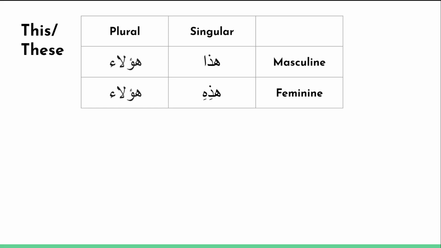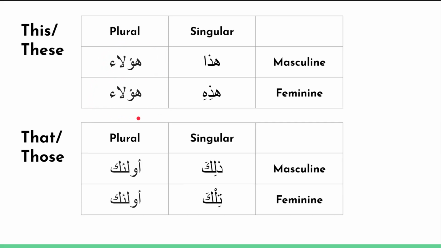And so if you're referring to a singular masculine word that's close to you, you say hada. So if I want to say this is a book, hada kitabun. If the word is feminine, I use hadihi. For example, this is a table, hadihi tawilatun. If the word is plural, so if I want to say these are Muslims, for example, I can say haula'i. Haula'i muslimuna. And in this case, the same word is used both for masculine and for feminine. Alright, so that's if the word is close to you.